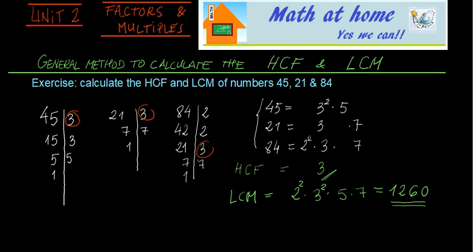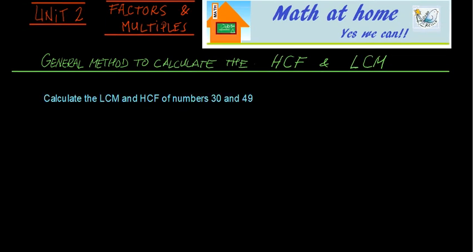Let's do another exercise. What about this? Here we have to calculate the lowest common multiple and highest common factor of these two numbers. So we have to calculate first the prime factor decomposition. 30 is 2, 15, 3, 5, 5, 1. You need to revise how to do the prime factor decomposition. Go to the video where this is explained.